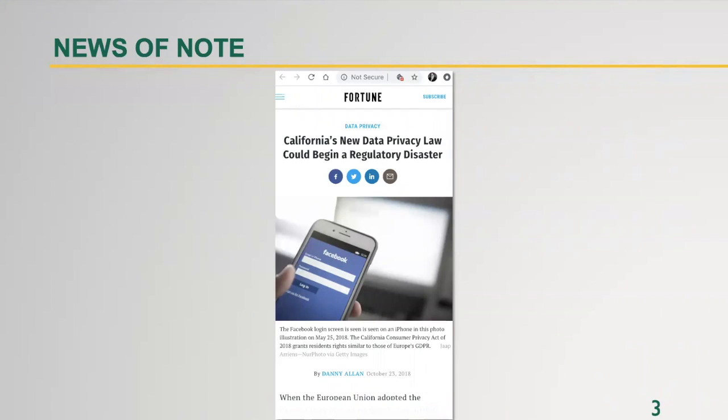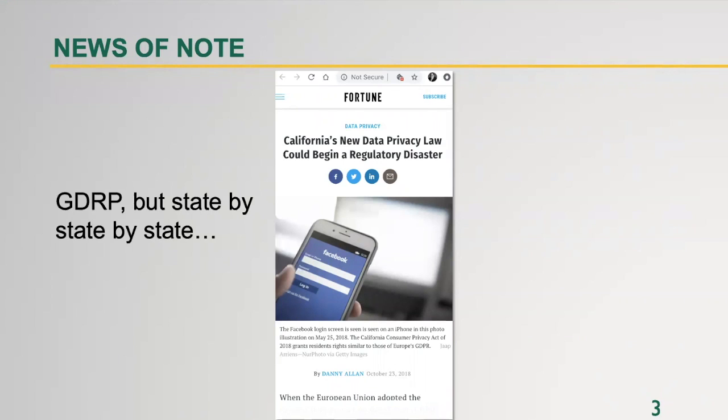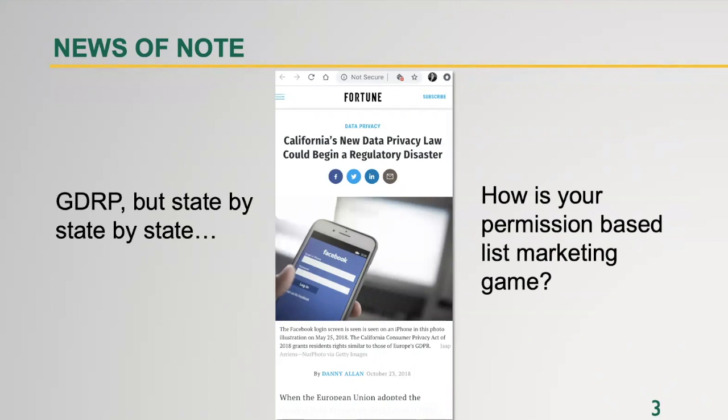Internally, the question that I bring up is because it does come back to this: how is your permission-based list marketing game? How do you get permission to market to people, even though businesses are a little different than consumers? With farmers and ranchers, as you know, they're a hybrid, right? They're individuals that are sometimes covered under the consumer laws, but then they operate as businesses. And so how is your permission-based list marketing game is really the question.